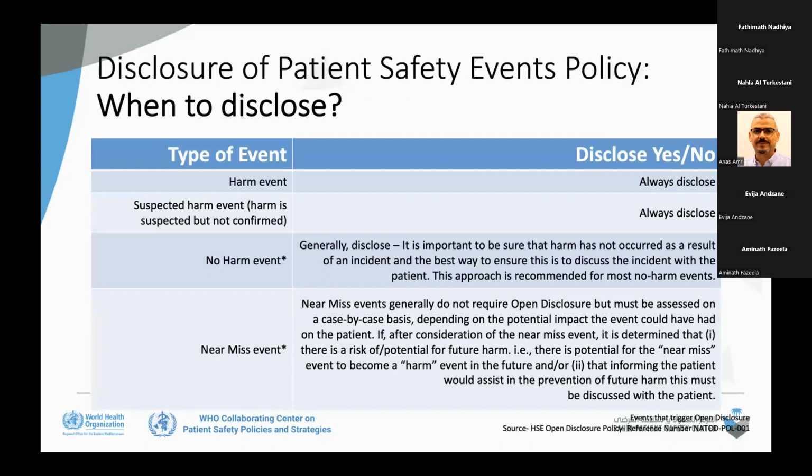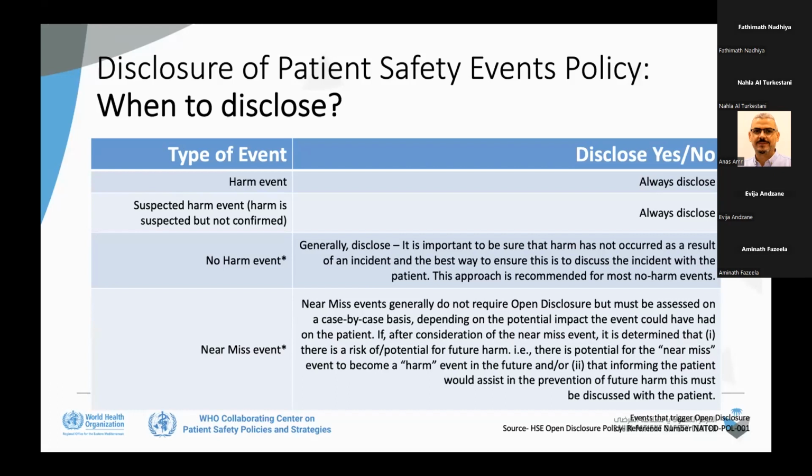The disclosure of patient safety policy also builds in the time frame, or the best events to disclose, if possible, when, and if possible, yes or no. So the type of event, if a harm happened to the patient, should we disclose? Yes, we should always disclose if a harm happened to the patient. If we also suspect harm that happened to the patient, we also should always disclose to patient and family.